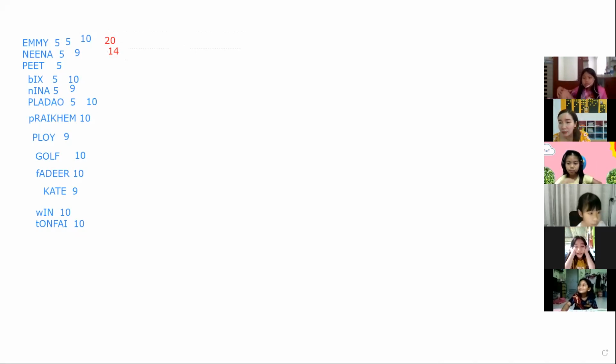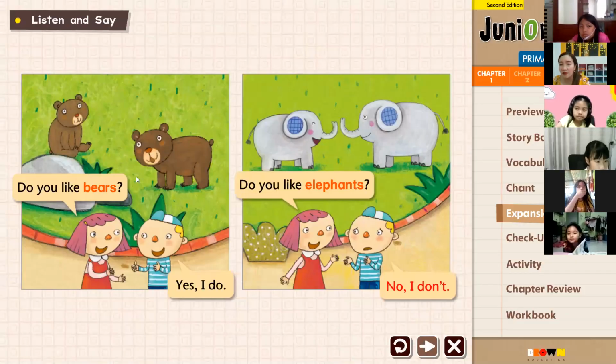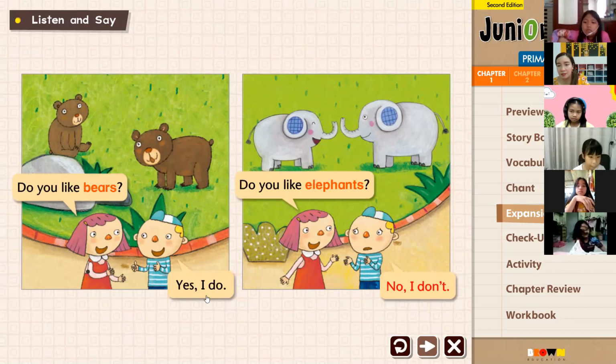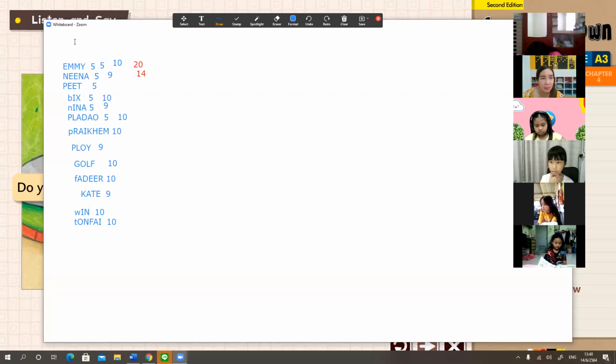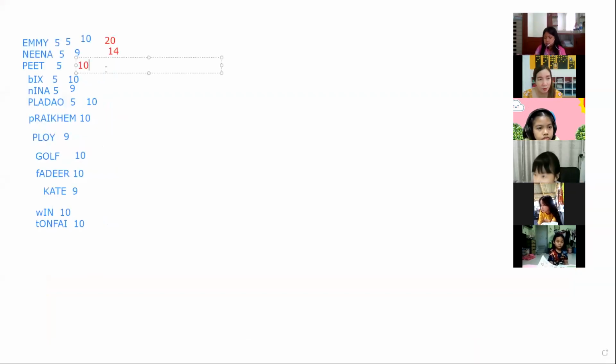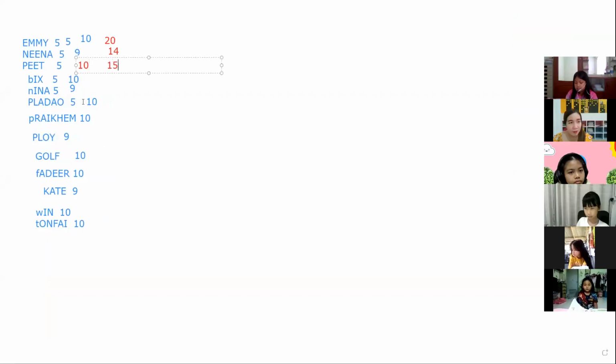Oh, Bixie, can you help Pete, please? Okay. Very good. Pete, speak now so that you have your score. Pete, you go first. One, two, three, go. Bixie, do you like bears? Yes, I do. Very good. Do you like elephants? No, I don't. Good job. Very good, Bixie and Pete. Okay, Pete, I give you 10 points for that. So you have 15. Good job.